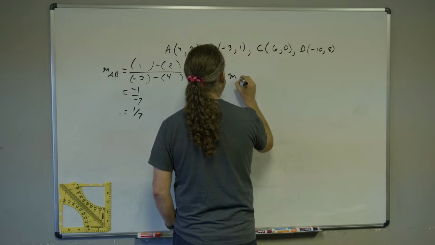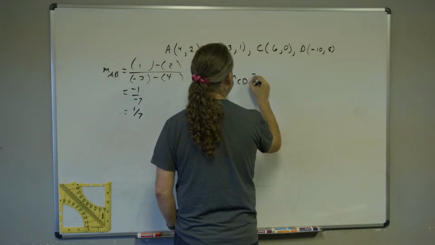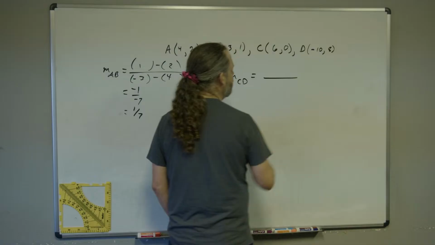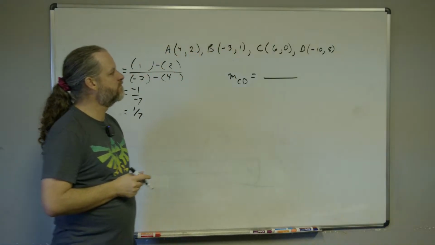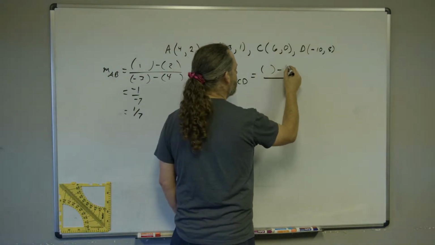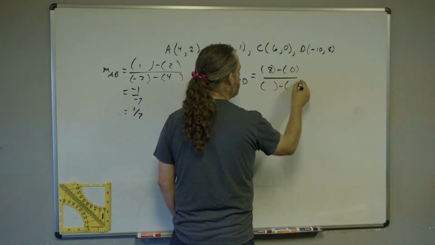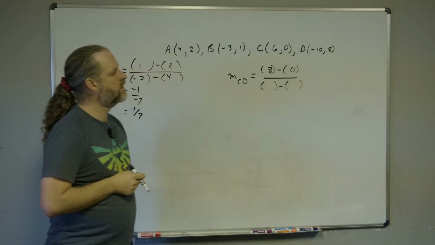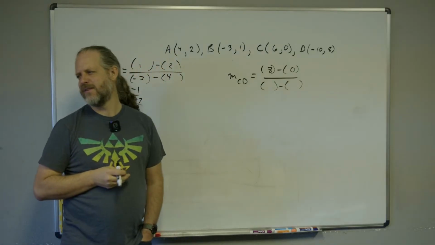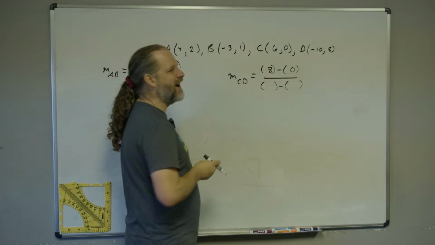So the slope between C and D. What do we do to find that? 4 minus 0. And over what? That's a 10, but yes. You might have said that. Did you say 2 or 10? Okay, great. I heard you say 2.